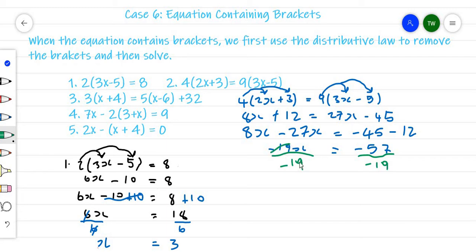So negative 19 will cancel out negative 19. What I'm left with is just x. And x is going to equal to negative 57 divided by negative 19. That's going to give us positive 3. So x is going to equal to positive 3.